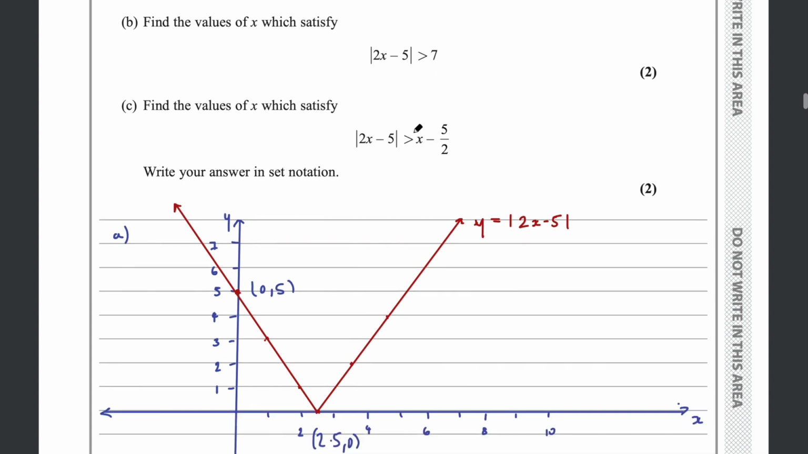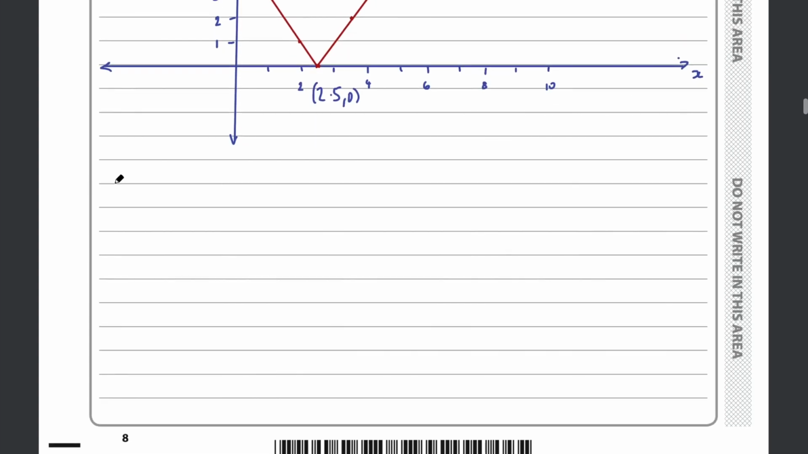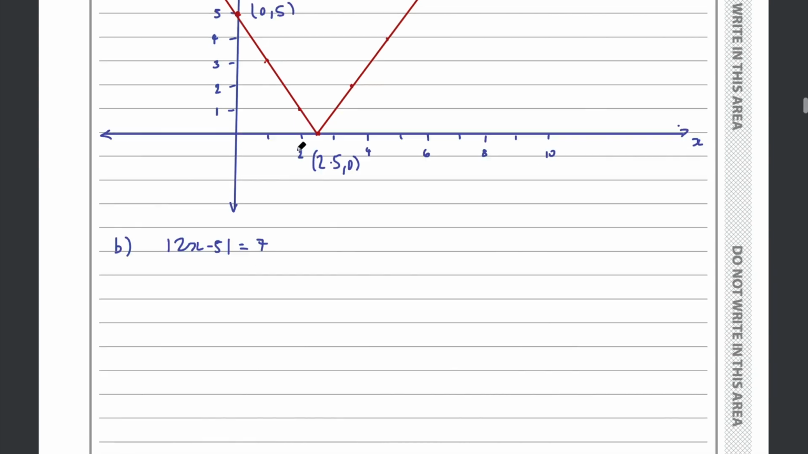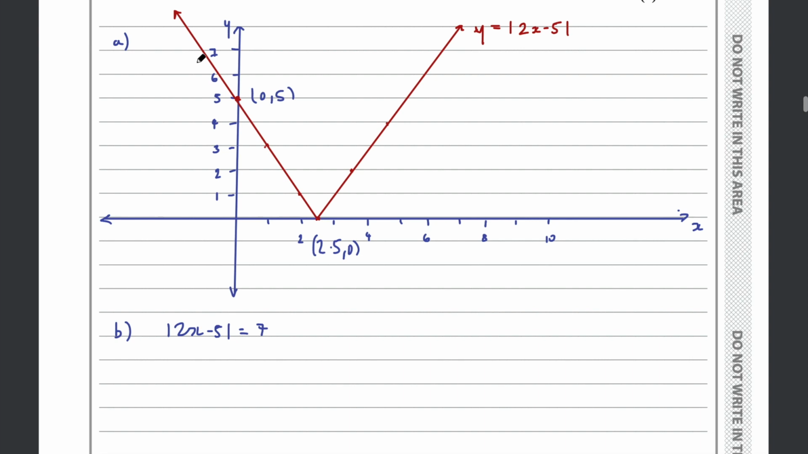Okay. All right, part B says find the values of x which satisfy the absolute value of 2x take 5 greater than 7. Okay, so for part B, we're looking to solve 2x take 5 equal to 7. Now you can do this either algebraically or with the help of your graph. So looking at the graph, what does this actually mean for this graph to be, whoops, I've written that wrong, sorry. This should be greater than 7, not equal to.